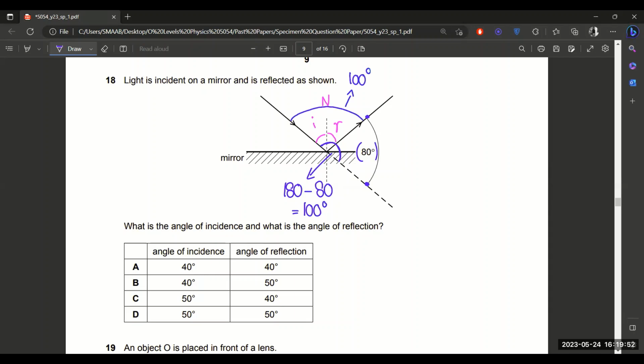And we know the concept for a mirror, the angle of incidence will be equal to the angle of reflection. So 100 is going to be divided equally between the angle of incidence and the angle of reflection. So it means option D will be the right choice, that the angle of incidence will be equal to the angle of reflection.